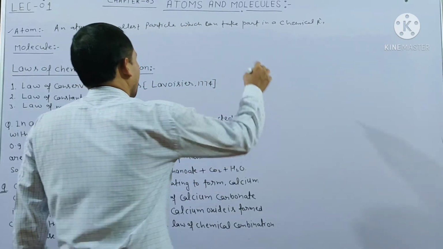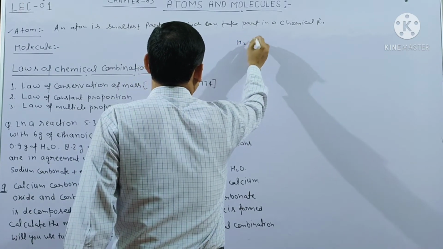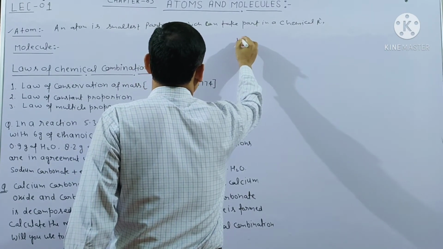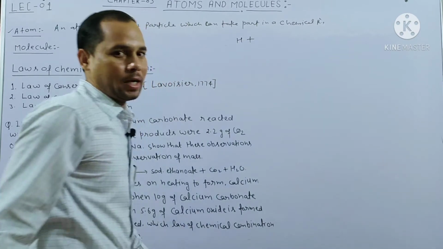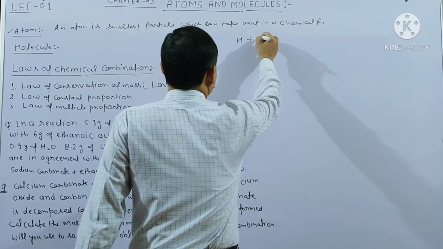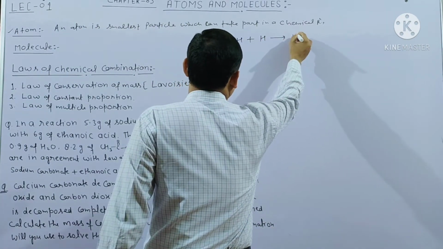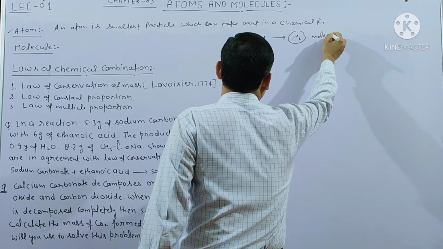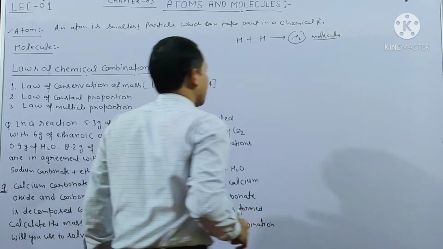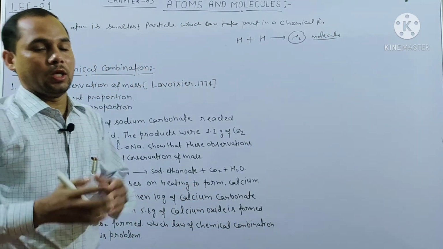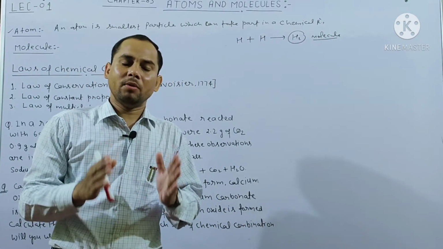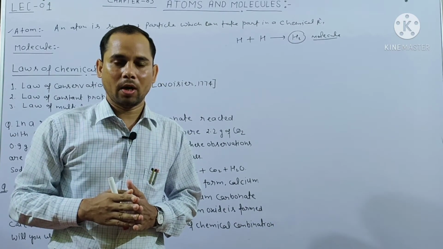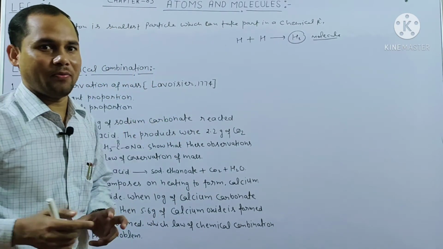Suppose H plus H: hydrogen is an atom, and the second H is also an atom. So this H2 is a molecule. So what is a molecule? A substance made up of two or more atoms. They may be of the same or different types.